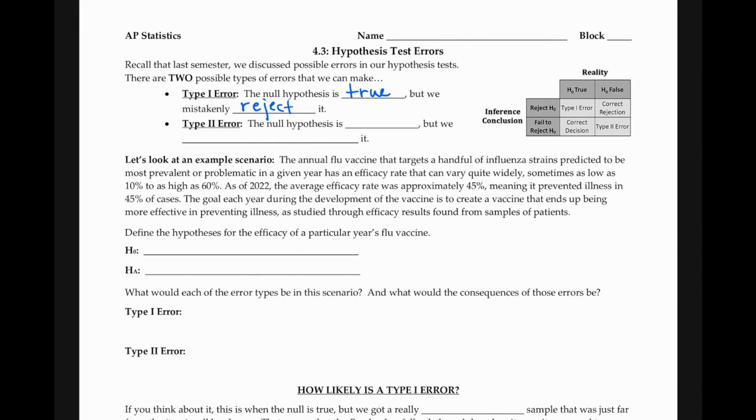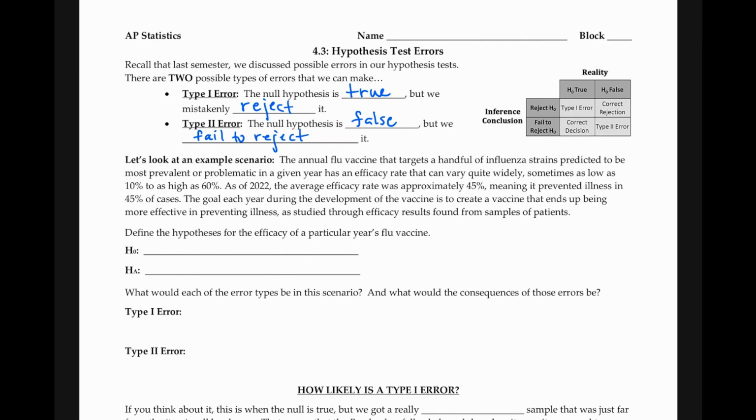Type 2 error is sort of the flip to that. That's where our null hypothesis is false, so we should have rejected it. However, we fail to reject it. So whatever our sample is came out and we were like, oh, that's close enough. But it turns out that we should have rejected it, that the null hypothesis is actually false. So let's take an example of that and sort of define what that means here.